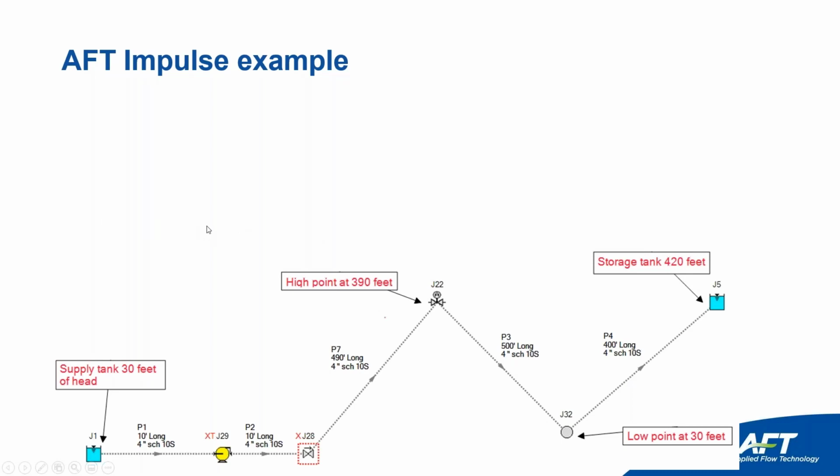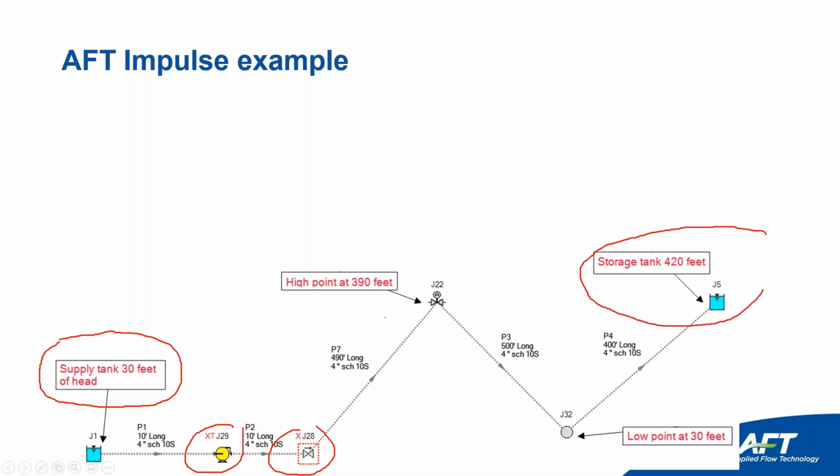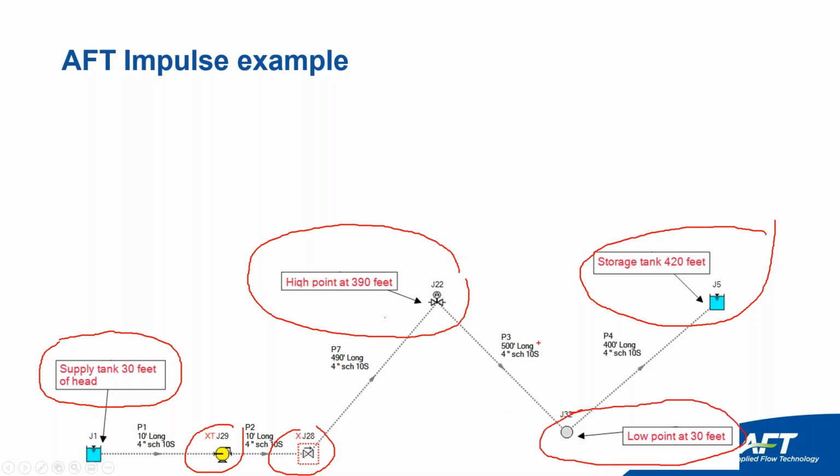So here we have the example that we'll be working on. We have a tank with a 30 feet head, we have a pump, we have a check valve, and we're pumping up a storage tank that is located at 400 feet with two intermediate elevations, one at a high point of 390 feet and another lower point of 30 feet. All the pipes are 4 inches standard.